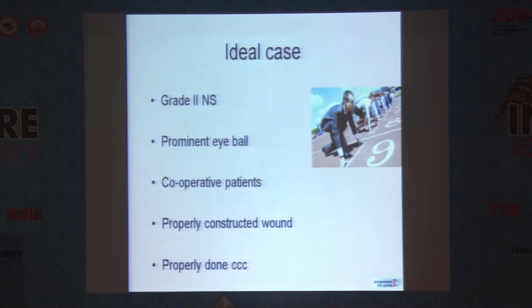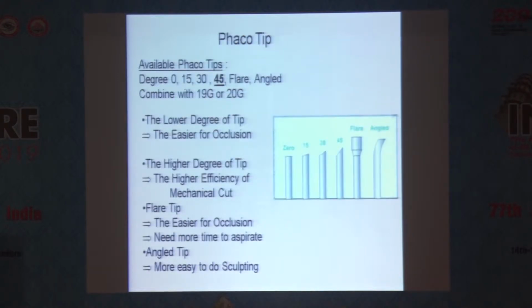The ideal case for any beginner should be a grade 2 nucleus, prominent eyeball, cooperative patient, properly constructed wound, and properly done capsulorhexis. The phaco tip has already been told; for a beginner, I think 45 degrees is a combination where it gives good hold and at the same time good cutting also.